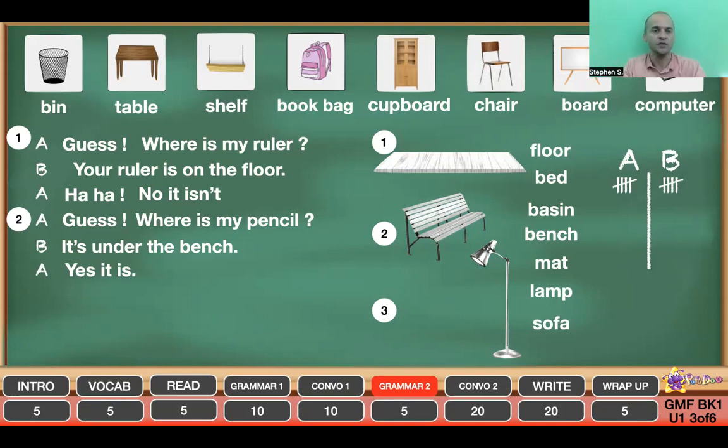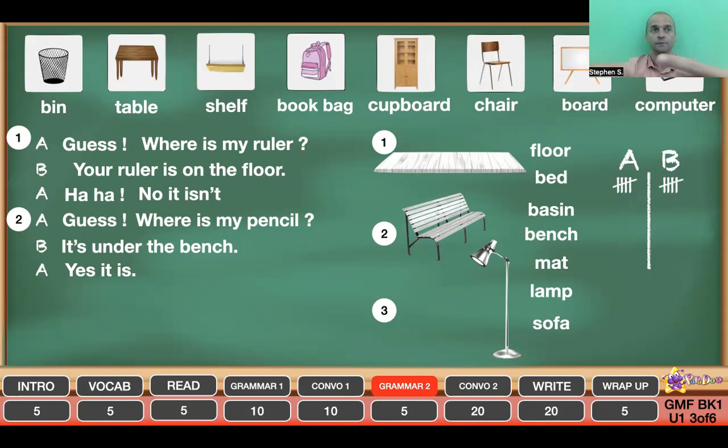We've also done a personal pronoun, which I spoke about before in the clips, and that is, where is my ruler? Your ruler is on the floor. And then where is my pencil? It's under the bench. You could also have, where is the pencil? It's under the bench, okay? So that's up to you as the teacher if you want to extend their grammar that far.